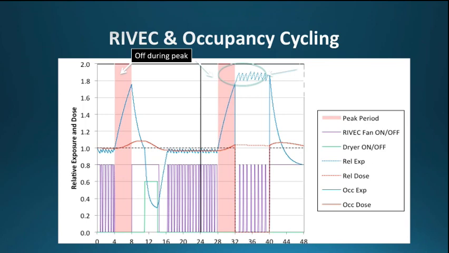So we begin and everything's sort of in equilibrium, and then our 4-hour period of no ventilation starts, and you can see the relative exposure goes up somewhat quickly from 1 to almost 1.8 during those 4 hours. The red line, which is longer-term integration, goes up slower. And the purple line is at 0 because the ventilation system is off.